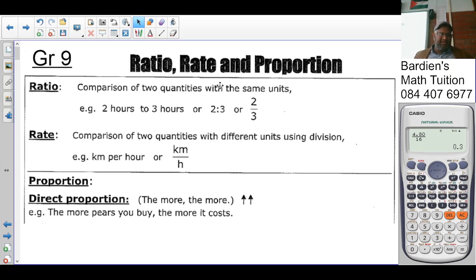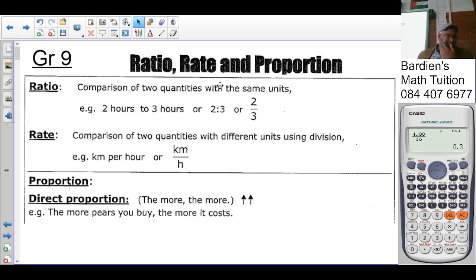The rate is a comparison of two quantities with different units. I don't think I've emphasized that, so that's why we're writing it down now. We're comparing two quantities with different units using division. An example is kilometers per hour, or km over h.